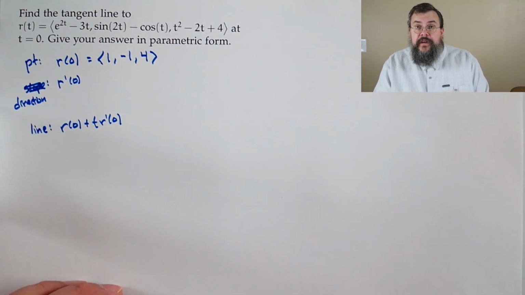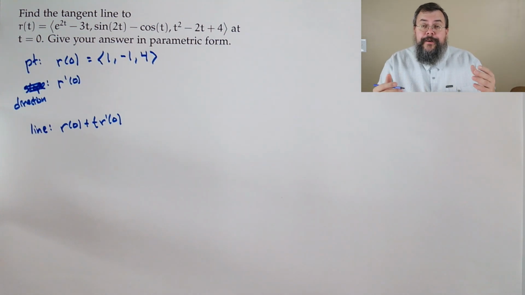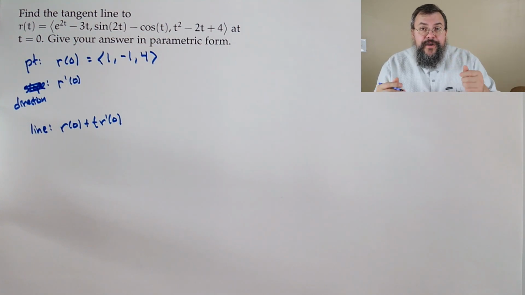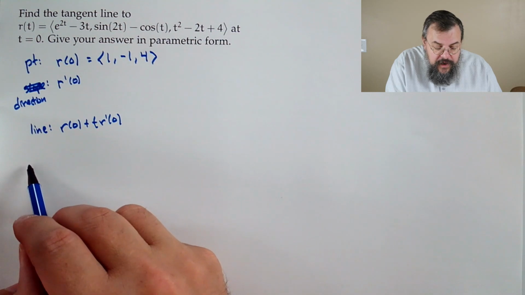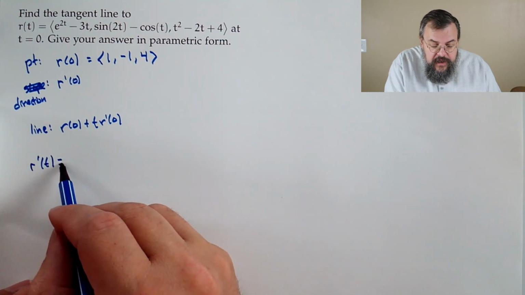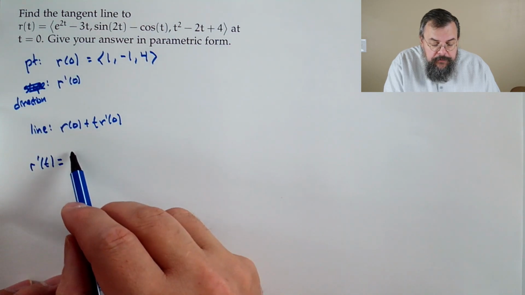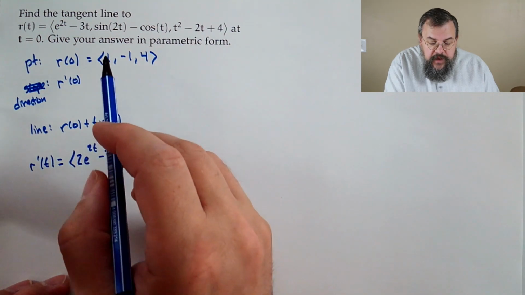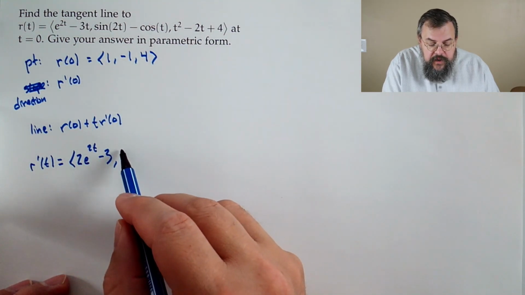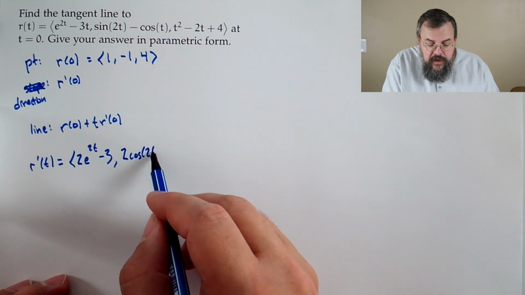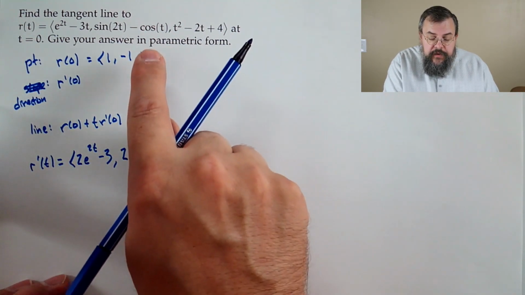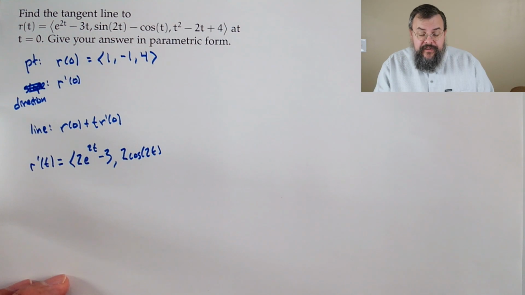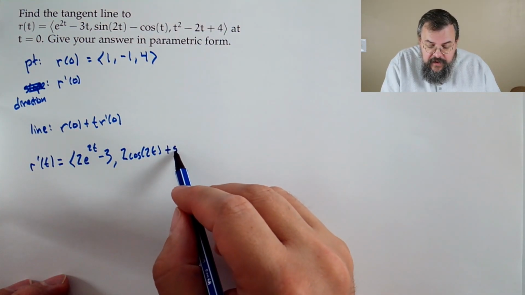Now to find r prime of 0, a first step would be, what's r prime of t? So we need to take derivatives. And remember, we do it entry by entry, one entry at a time. So r prime of t is, first term, we have 2 e to the 2t minus 3. Derivative there, sine of 2t, that's 2 cosine 2t. This 2 comes from the chain rule. Derivative of minus cosine, well, derivative of cosine is negative sine, so since it's being subtracted, minus a negative sine makes it positive sine.